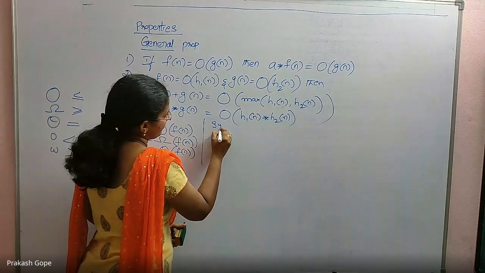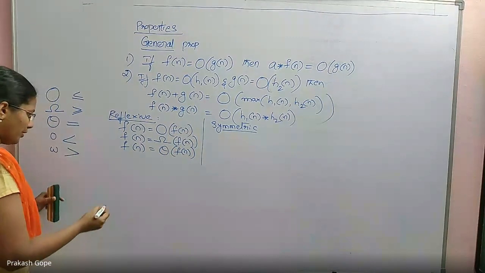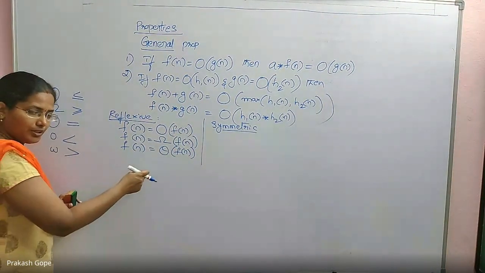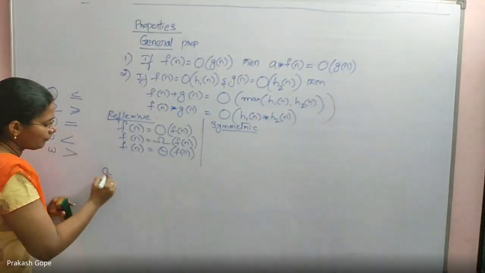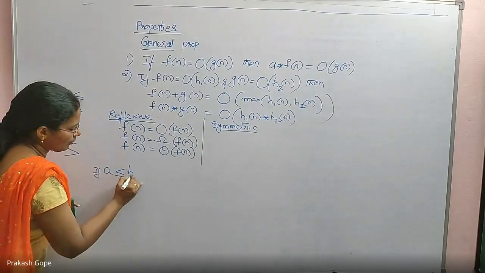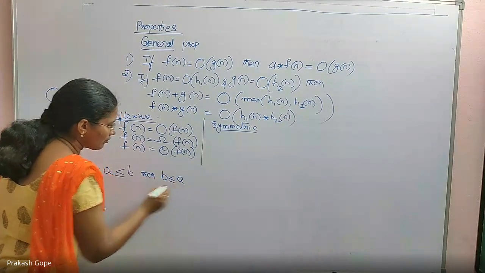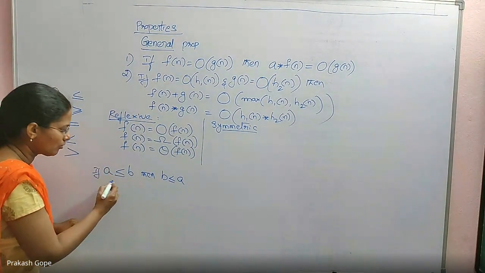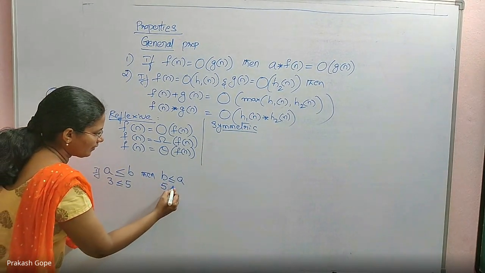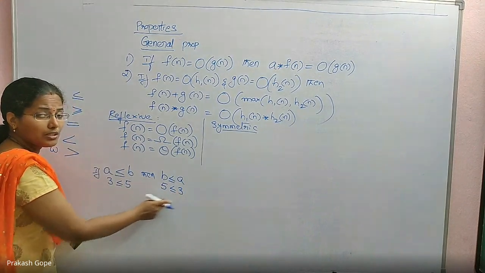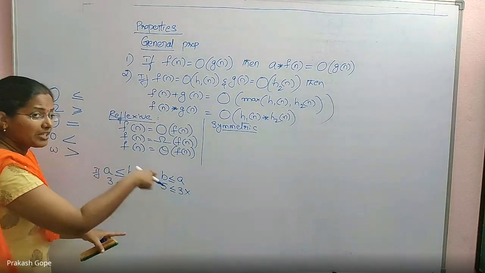Let's see symmetric. What is the symmetric property? If A is related to B, then B is also related to A. Then only we say R is symmetric. If I say A is less than or equal to B, then can I say B is less than or equal to A? Example, 3 is less than or equal to 5. Then, can I say 5 is less than or equal to 3? Is this true for less than or equal to? No. When you interchange B and A, the relation will change. It becomes greater than or equal to.